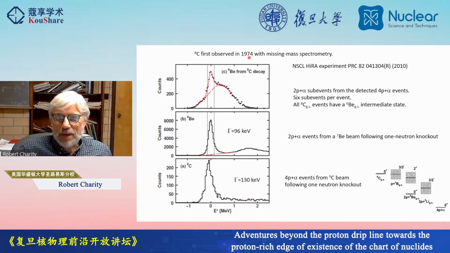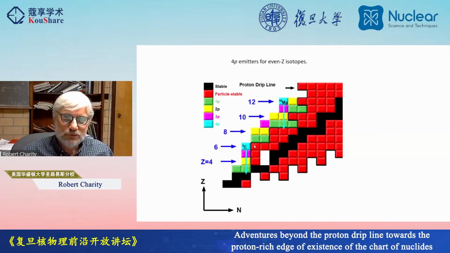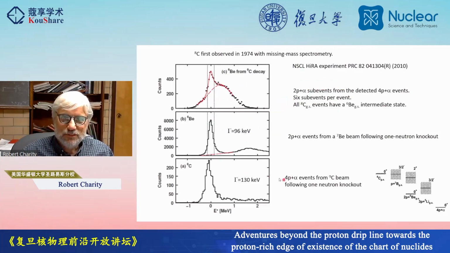So we did an invariant mass measurement to learn about the correlations. So let's just start with the lower panel here. So we create carbon-8 by a carbon-9 beam, and then you knock out a neutron, you make carbon-8. So let's go back. So we start here, this red square, knock out a neutron, make carbon-8. It then emits 4 protons. Okay, so this is the invariant mass of 4 protons plus alpha. This is plotted now as excitation energy.